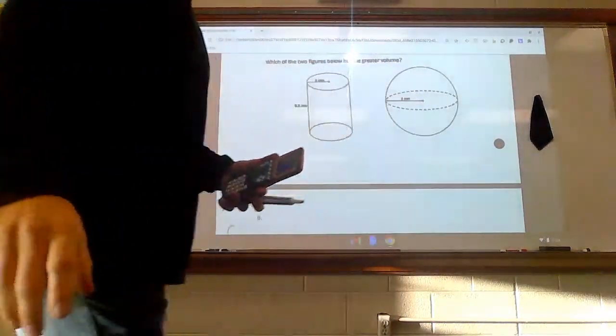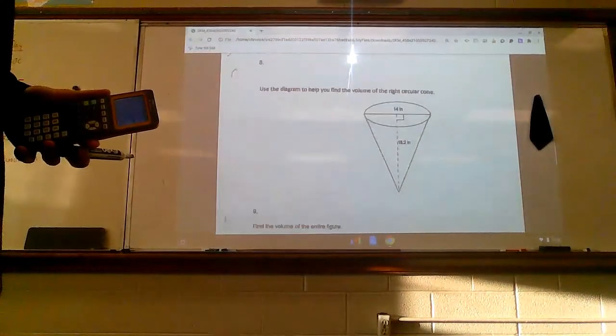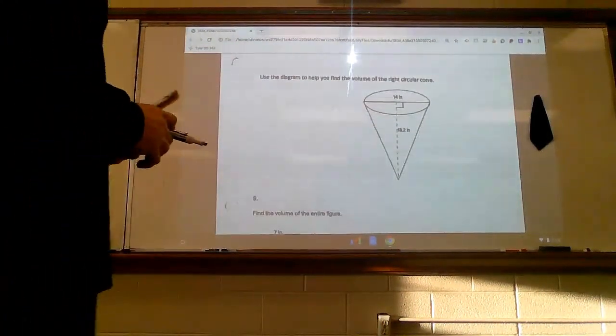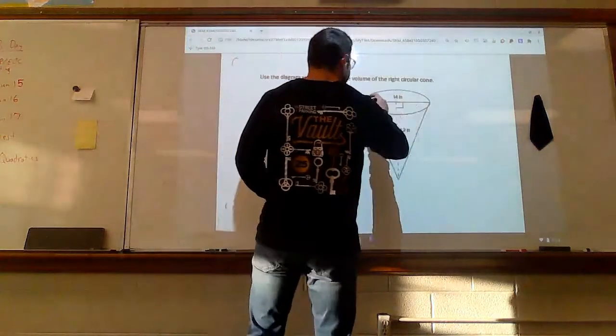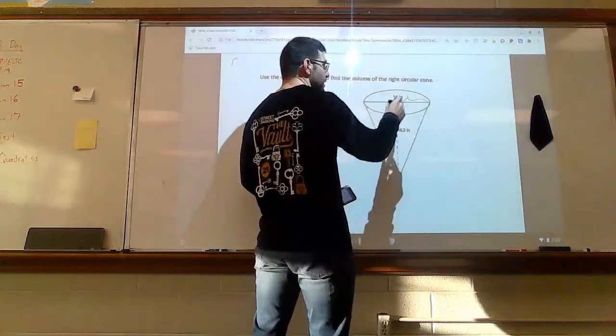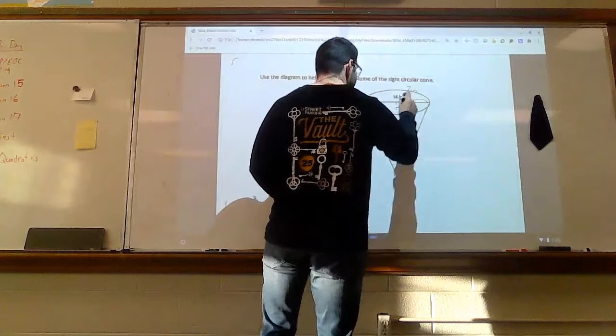Okay, moving on. Use the diagram to find the volume of the right circular cone. The problem here is you have the diameter, you just want the radius. It's half of the diameter, so it's 7 inches.